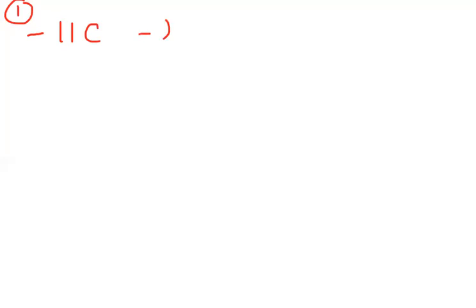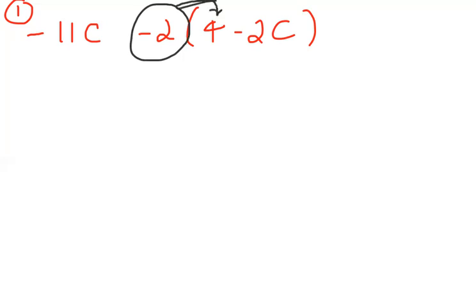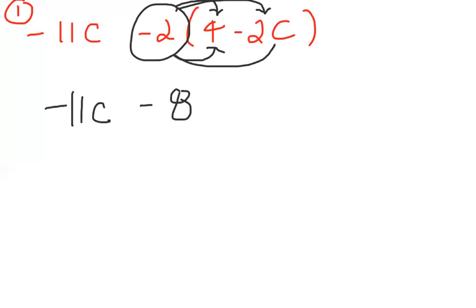So right here, guys, look at this one, negative 11c minus 2 times 4 minus 2c. For this one right here, we want to apply the distributive property. Now be careful when you're applying the distributive property. The reason why I'm targeting this one is because you're not just multiplying by 2. You're going to multiply by a negative 2. Everything inside the parentheses gets multiplied by a negative 2. So you carry down the negative 11c, distribute the negative 2, so negative 2 times 4, that's going to give you a negative 8, and negative 2 times negative 2c, that's going to give you a positive 4c.